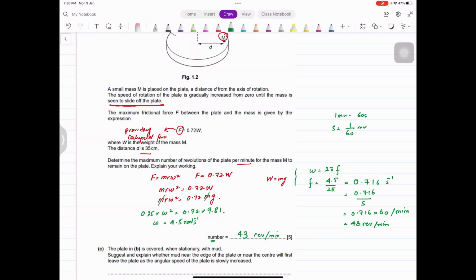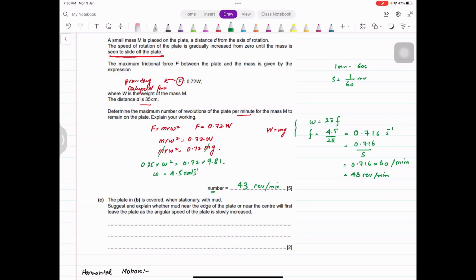Then it says the plate is covered when it is stationary with mud. Fine. So suggest and explain whether mud near the edge of the plate or near the center will first leave the plate as the angular speed of plate is slowly increased. Now, anybody has an idea about that?